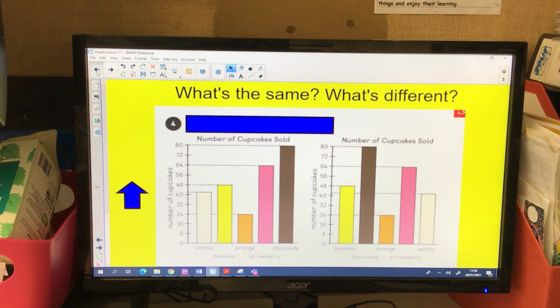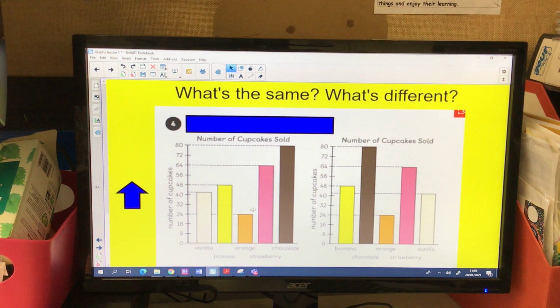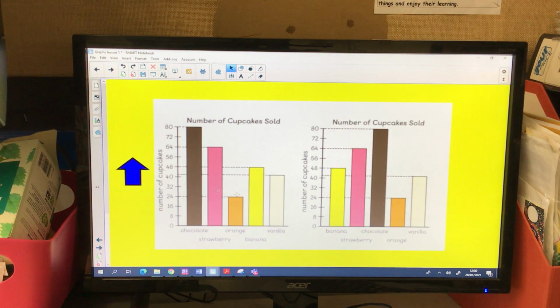Okay, it's different to this one. We've got the chocolate one first. Here we've got the chocolate one last, and here we've got the chocolate one second. But the main things are the same: the number of cupcakes, the scale. The order in which they're put along the bottom is different. Same here. The order which the person has put them is a little bit different, but actually it's showing the same information. It's showing 80 there, it's showing 80 there for chocolate. There's no difference.